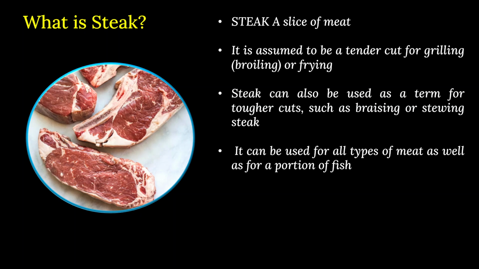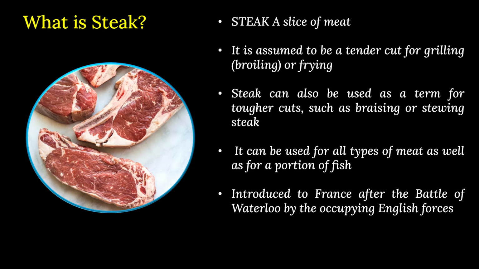Now we are saying that it can be used for all types of meat. Now we are clarifying it further, as well as for a portion of fish. So it can be a steak obtained from beef, a steak obtained from other meat, and as well a steak obtained from fish. That means it is a thick slice of meat. That's it.